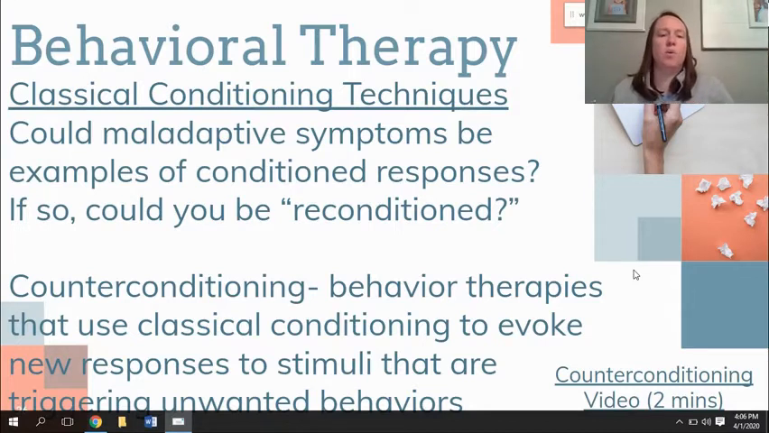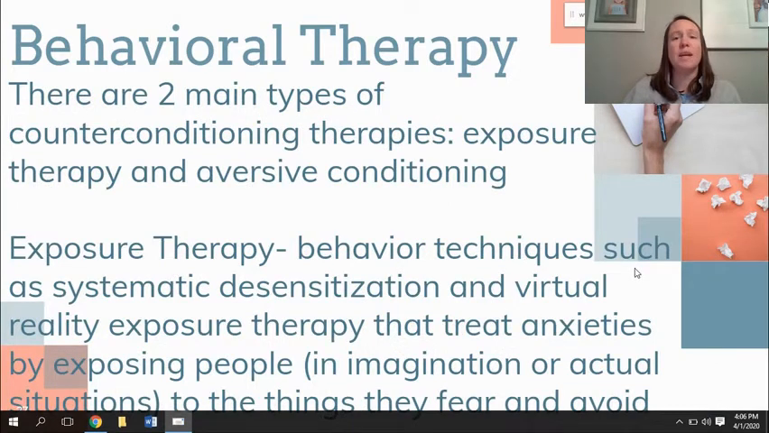All right, so you kind of condition them the way I said, like the US, UR, CS, and CR, but now you want a new response. You want a new ending. And so you want to get rid of that old behavior and replace it with something new, basically. There's two main types of counter conditioning therapies, exposure therapy and aversive conditioning. Exposure therapy is just like it sounds, like you expose the person to it. This is really good with phobias because you slowly expose them to where, hopefully, they wouldn't be scared of it anymore.